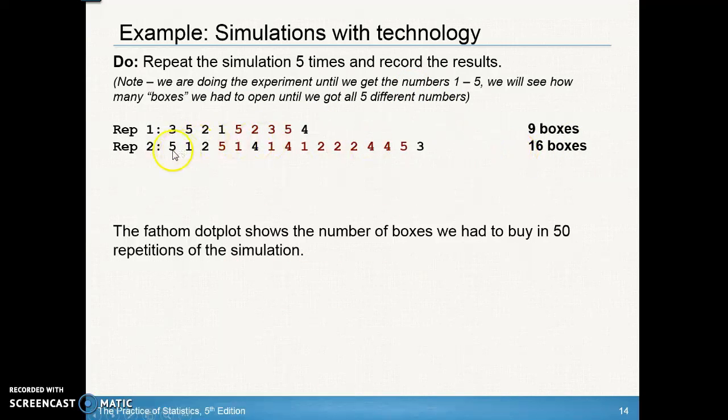Took us 9 boxes. Do this again on my graphing calculator. Next time it took 16 boxes. So the black numbers are the non-repeated. So I got 5, 1, 2. Then I started repeating, got a 4, kept on repeating all the way till I got a 3. So this time it took us 16 boxes.